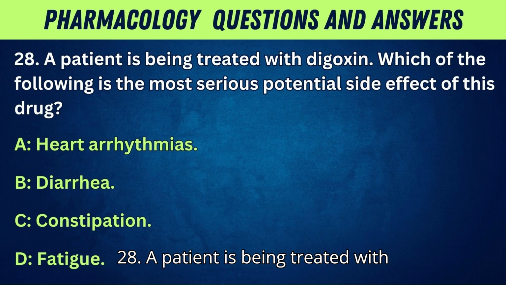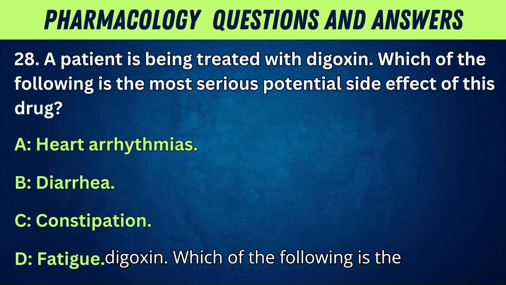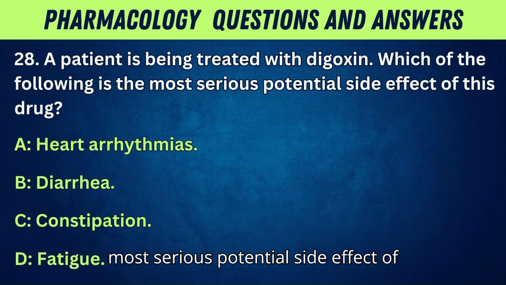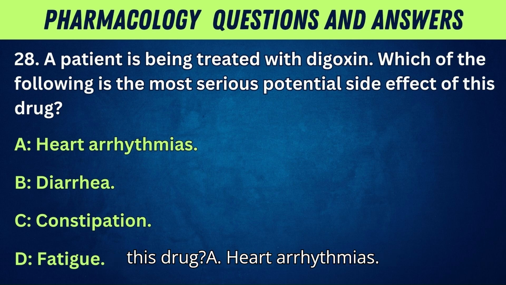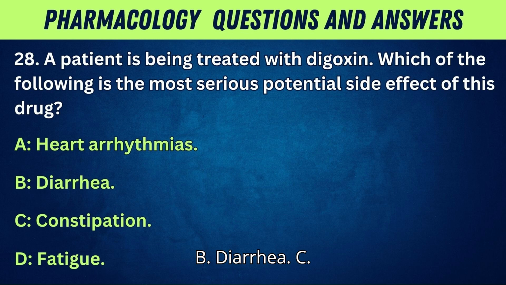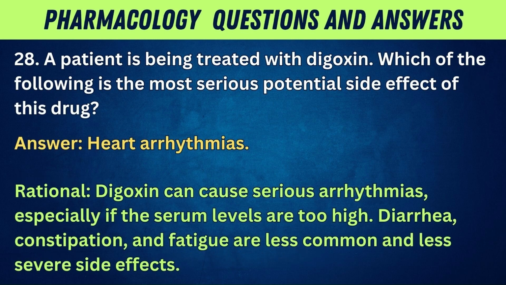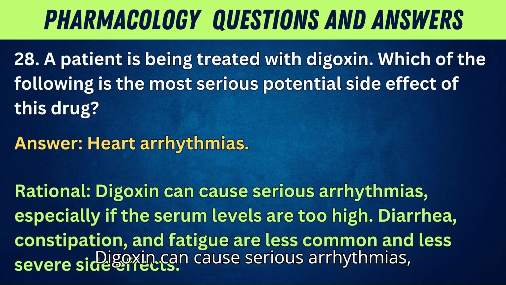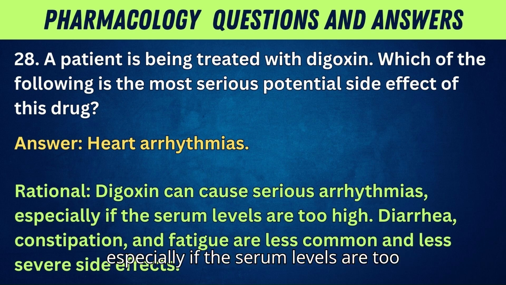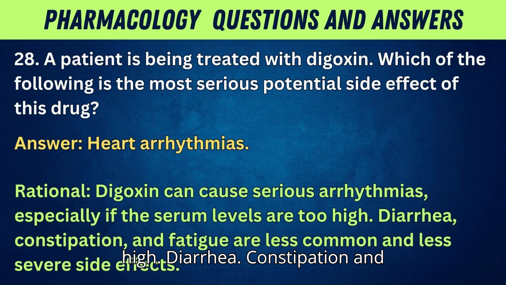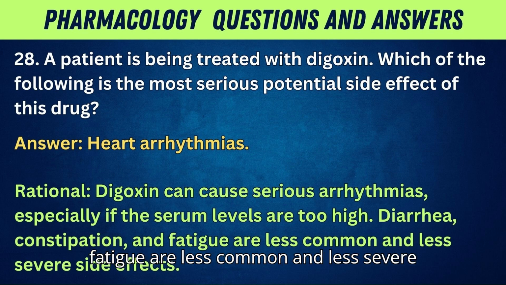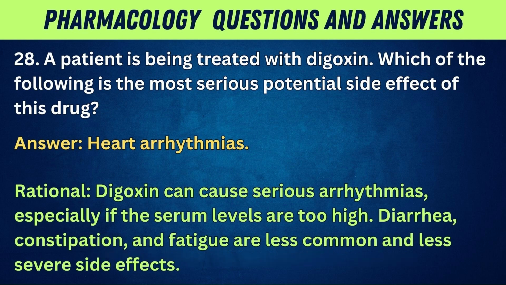28. A patient is being treated with digoxin. Which of the following is the most serious potential side effect of this drug? A. Heart arrhythmias. B. Diarrhea. C. Constipation. D. Fatigue. Answer: Heart arrhythmias. Rationale: Digoxin can cause serious arrhythmias, especially if the serum levels are too high. Diarrhea, constipation, and fatigue are less common and less severe side effects.